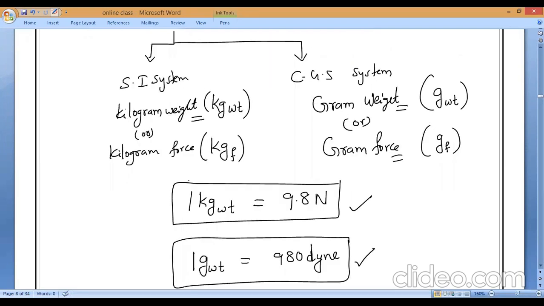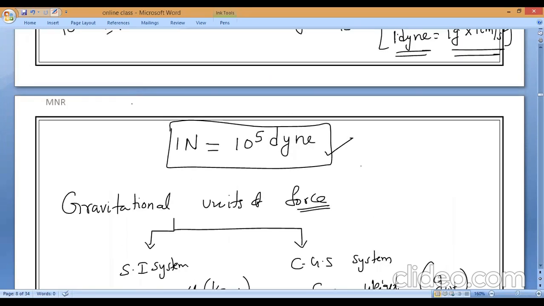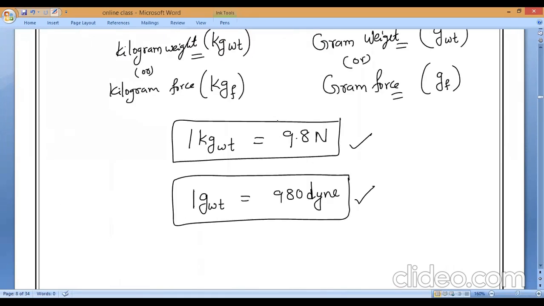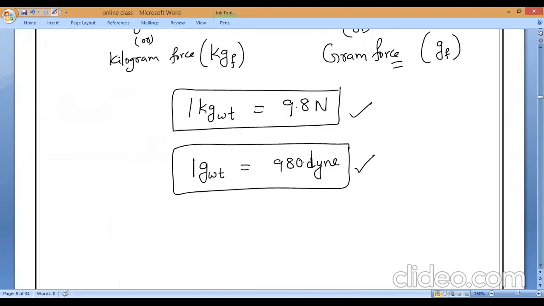What are these relations? The relation between SI absolute units and gravitational units. 1 kilogram weight or 1 kgf also we can say, that you also have to remember. 1 kilogram force or weight is equal to 9.8 newtons. Same way, 1 gram force is equal to 980 dynes. Is it okay, everybody?